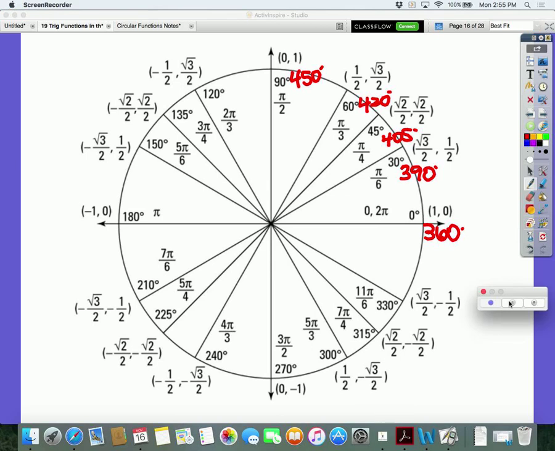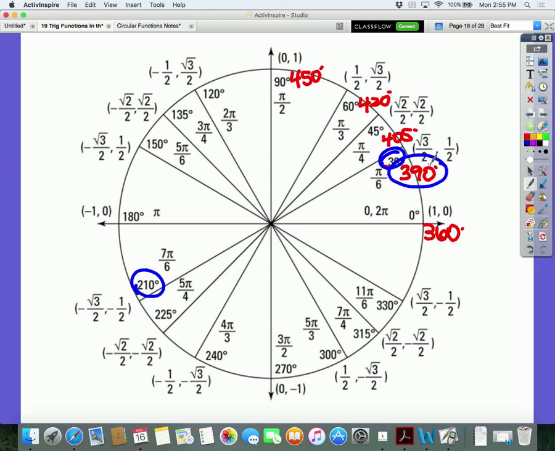Cosine is what? X or y? X. Every 2 pi or every 360 degrees, those coordinates are going to start to repeat each other. So the cosine of 405 degrees is the same thing as the cosine of 45 degrees. They're periodic functions. Tangents start to repeat every pi. So the tangent of 30 degrees is the same as the tangent of 210, which is the same as 390, which is the same as whatever value comes after that.